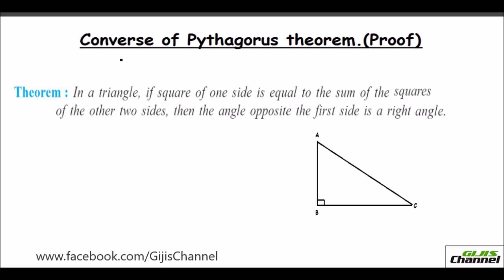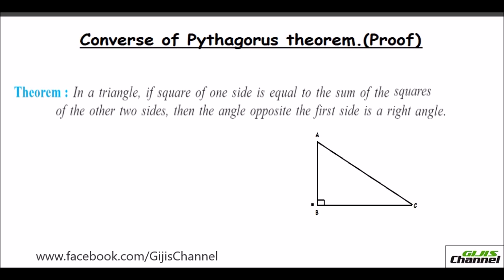This video is to prove the converse of Pythagoras theorem. The converse theorem states, in a triangle, if the square of one side is equal to the sum of the squares of the other two sides, then the angle opposite the first side is a right angle. So I'll just explain here.